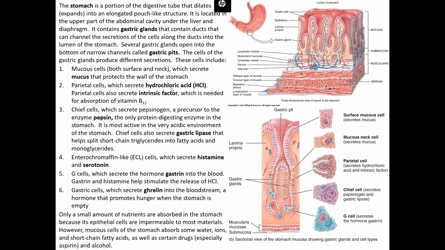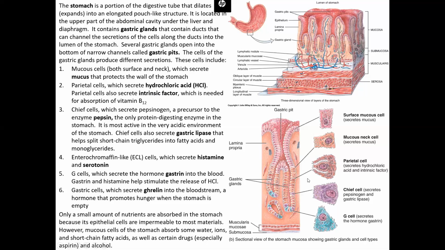Speaking of hydrochloric acid, it is produced by parietal cells located in the pit. I'll talk about what hydrochloric acid does here in a little bit for us. There's also a chemical that it releases called intrinsic factor, which is needed to absorb vitamin B12.